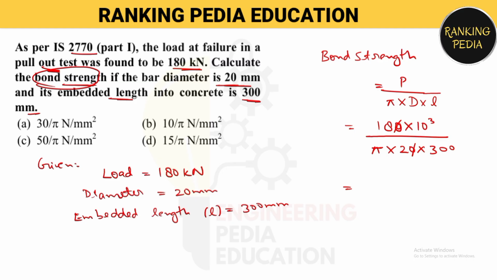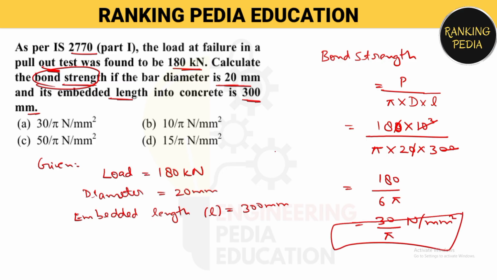After calculating, the 3 cancels out, the 30 cancels, then 180 by pi. Here we will get 30 by pi Newton per millimeter squared. This is the final answer. Option A is correct, 30 by pi, because diameter and embedded length are both mentioned in millimeter, and in the options the quantity is also in millimeter. We have not converted units.